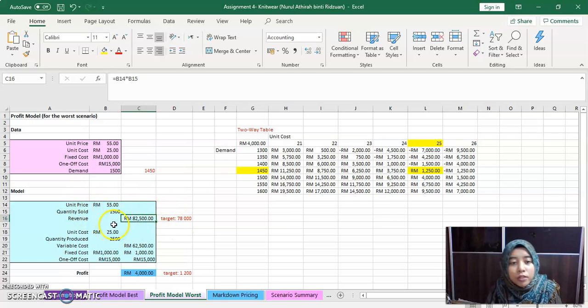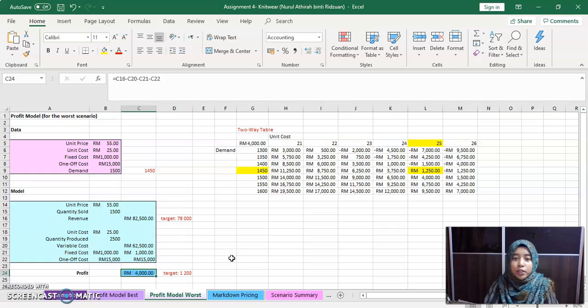I get the 82,500. Variable cost from unit cost multiplied by quantity produced, which are 62,500, then fixed cost 1,000, one-off cost 15,000. So the profit that I get is 4,000. As you can see, it doesn't achieve my target.